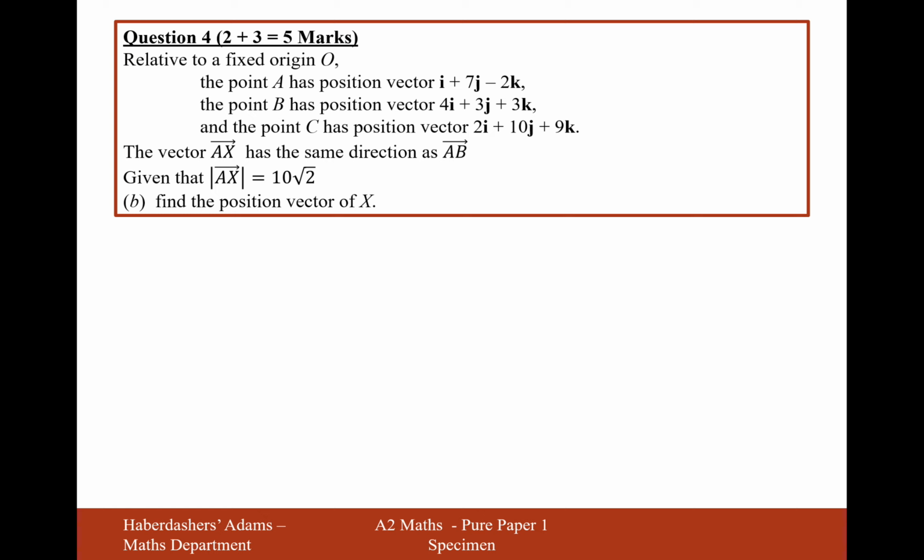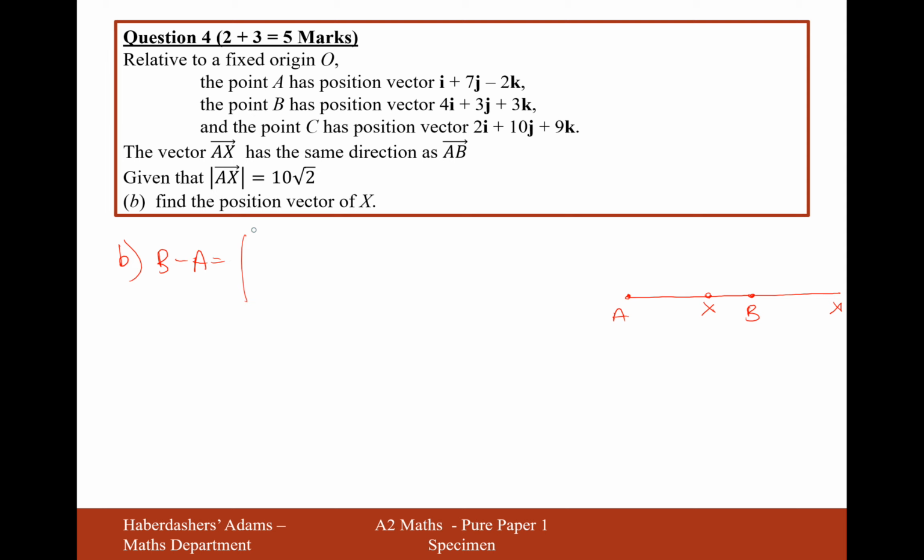Moving on to part B, the vector from A to X has the same direction as A to B. Given that the distance from A to X is 10 root 2, find the position vector of X. Okay, so let's go from A to B. Now X could either be extended from B, or it could be a shortened distance from A. So X is somewhere along this line from A to B, if we continue it. Now what would be quite interesting to know is if it has the same direction as A to B, well, what is that direction from A to B? So let's work out that direction vector.